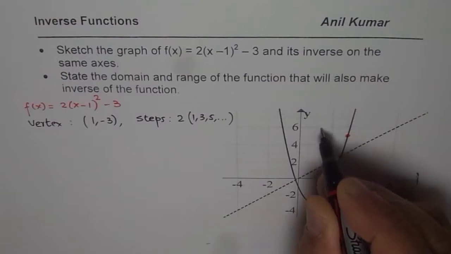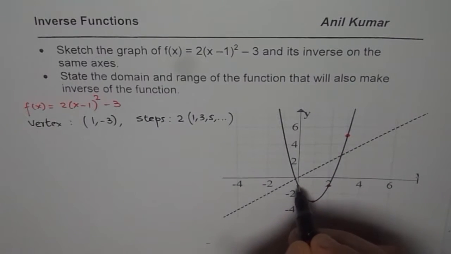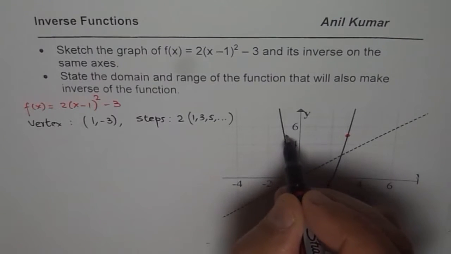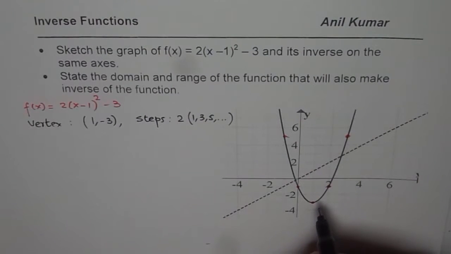Then you know this is the axis of symmetry, which goes through the vertex. The other points will lie as a mirror image across the axis of symmetry, which is x equals 1 in this particular case, correct? So that is how you draw your parabola.